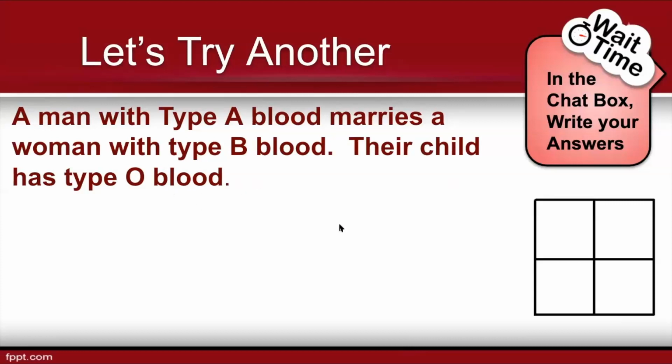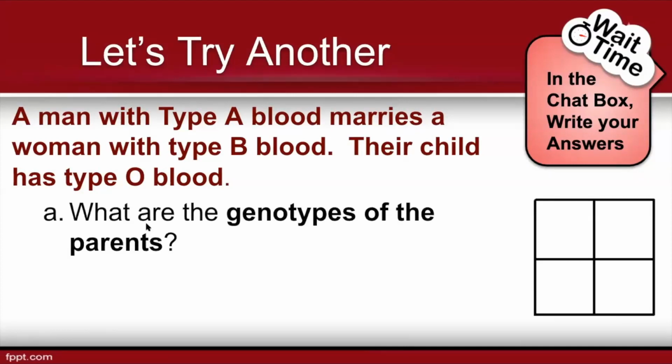So this one is kind of a backwards working. You know the offspring. So now you have to work from the inside to the outside of the box to figure out what are the parents' genotypes. And I don't have a slow reveal on this one. So see if you can figure it out.